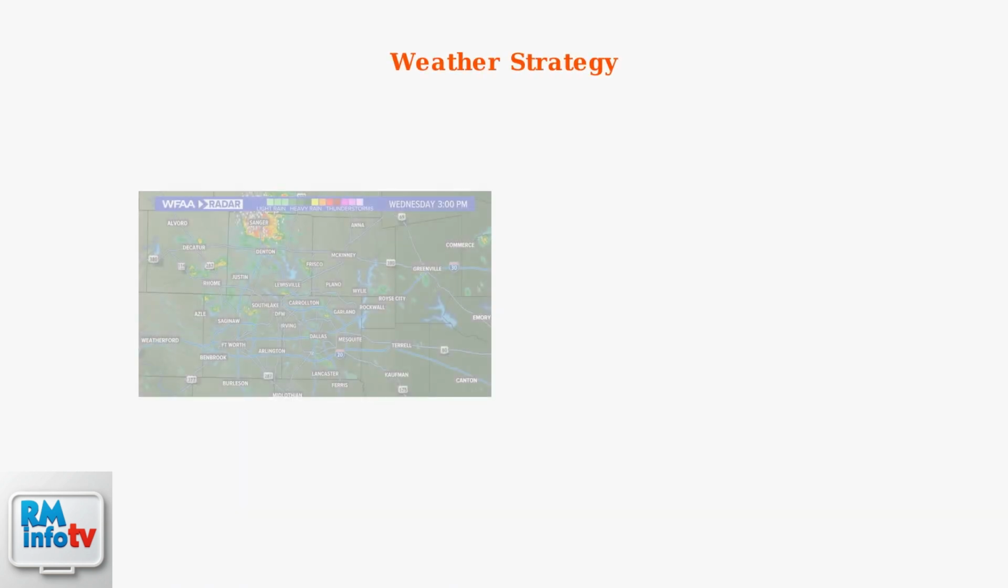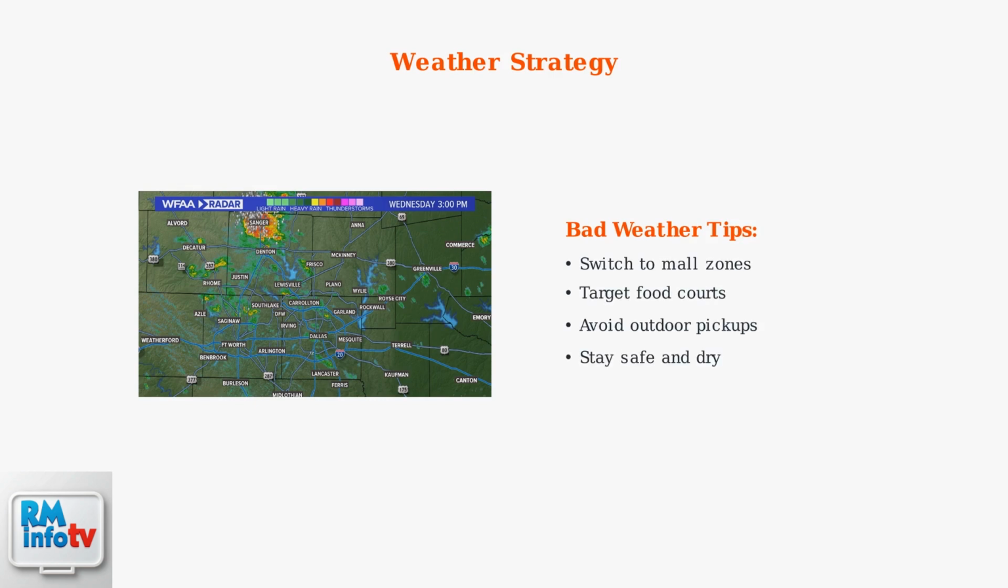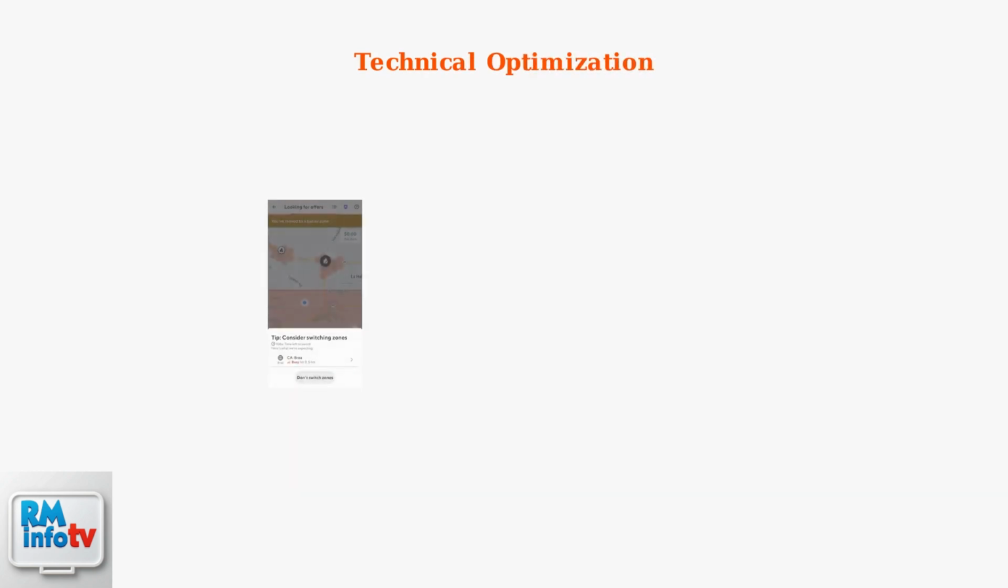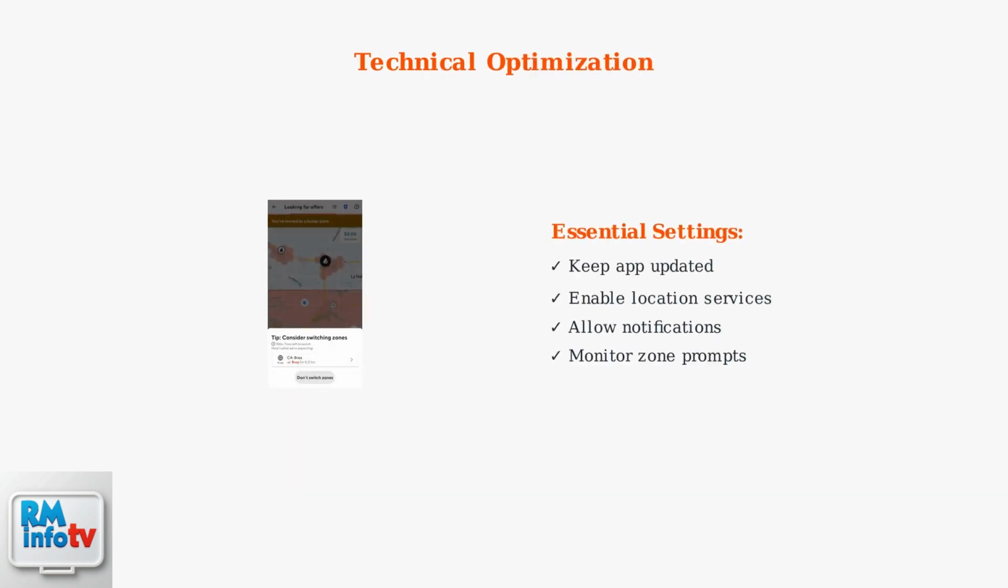During bad weather, switch to areas with more indoor pickup locations like malls and food courts. This keeps you dry and maintains delivery efficiency when outdoor restaurants become challenging. Keep your app updated and enable location services for automatic zone detection. This ensures smooth transitions and access to the latest zone switching features.